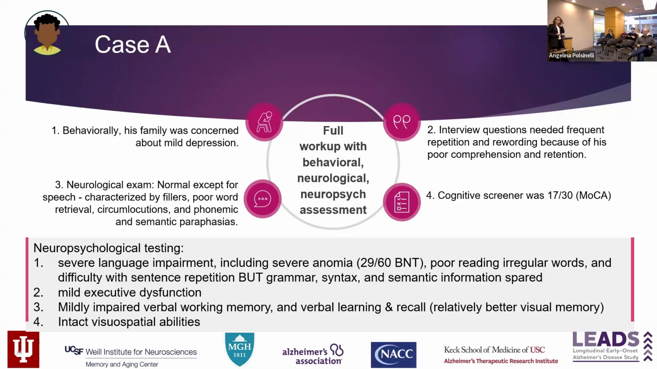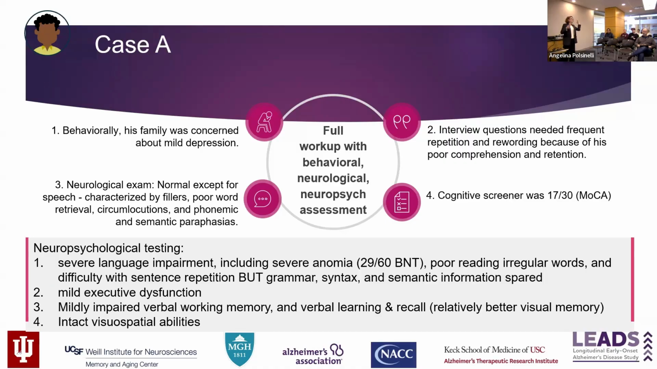His neurological exam was mostly normal, except for the speech issues in terms of word finding, but also using a lot of filler words like "thing" and "that" versus specific words for things. He was talking around words, so circumlocutions, and he made a lot of phonemic and semantic paraphasias. So using the wrong word, but one that is similar to what you'd be looking for, but also producing just the wrong word that sounds like the right word that you would have wanted to get.